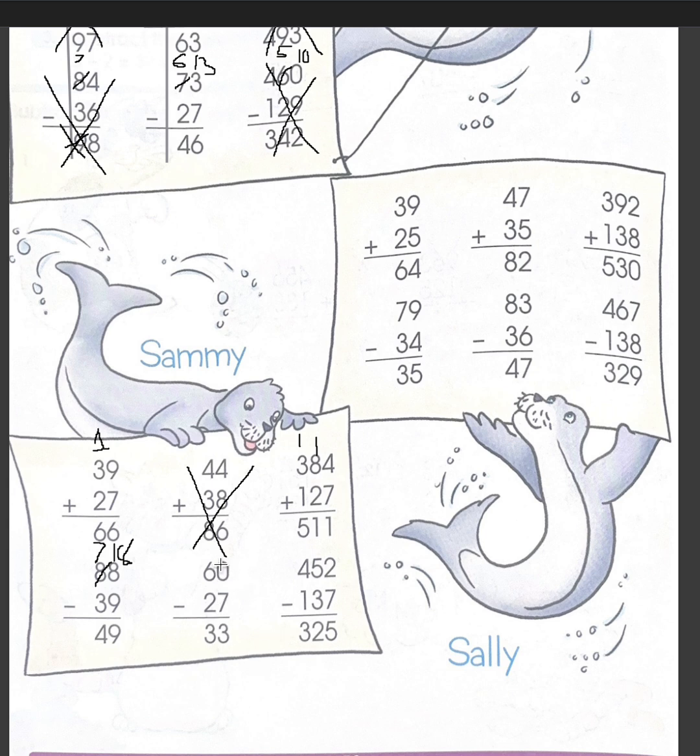And we see they can't do 0 minus 7, so they borrow 1 from the 6, so it becomes a 5. And then this becomes a 10. And 10 minus 7 is 3, and 5 minus 2 is also 3.